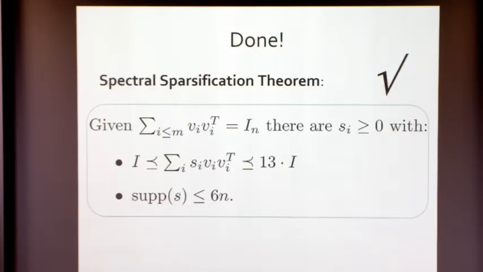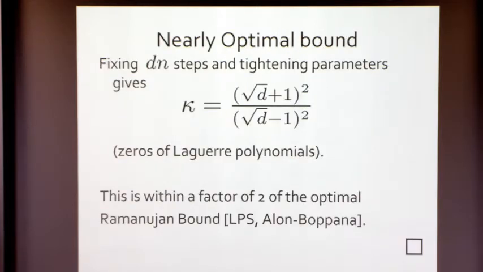So then that proves this theorem. And if you do everything carefully, if you fix the number of steps to dn, you get an approximation factor of (√d+1 over √d−1) the whole squared, which are literally the extreme zeros of the Laguerre polynomial. So you actually get back exactly the bound that you got for this dream thing going on. And this corresponds to 4n over epsilon squared.